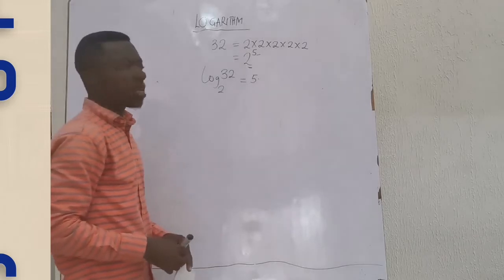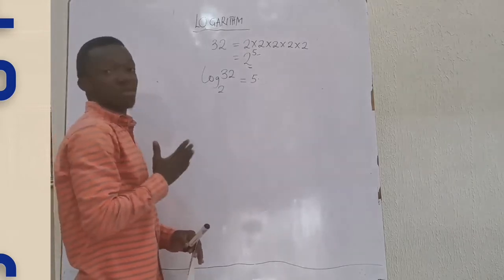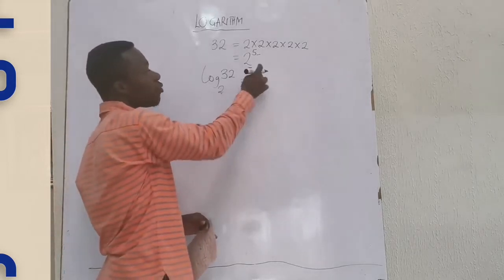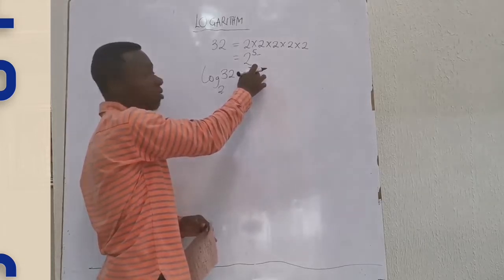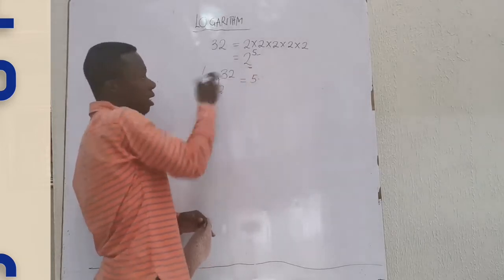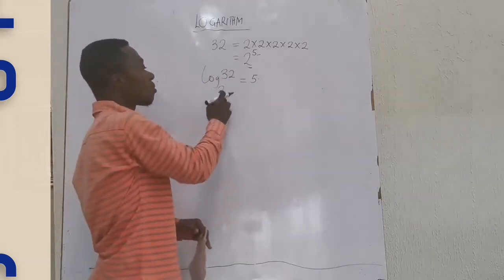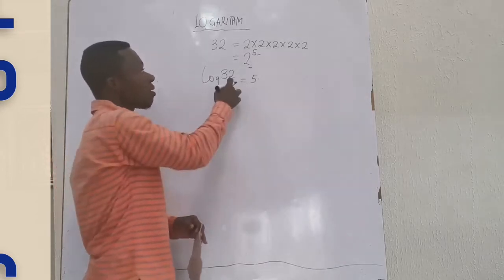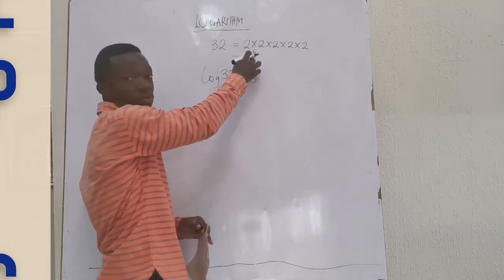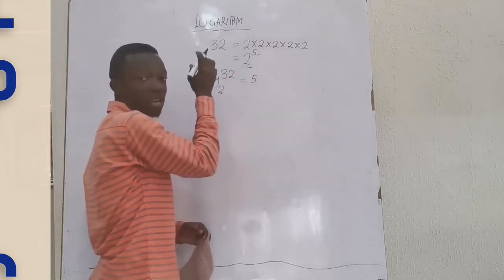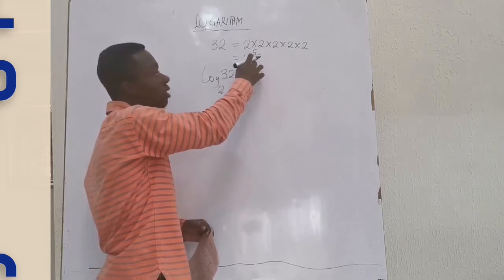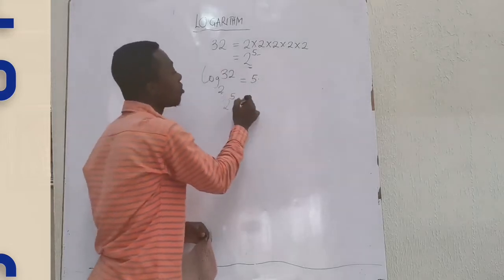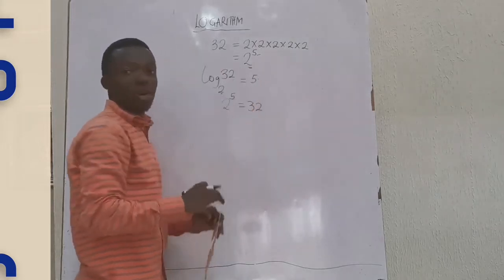Why are we saying that? Because the definition of logarithm is that the logarithm of any number refers to the index or the power to which the base, which is 2, must be raised in order to get the number. So if you like, take a calculator, punch log 32 to the base of 2, you're going to get 5. If I want to write this in index form, 2 to the power of 5, per the definition, the base must be raised by the power, which is the 5. So it becomes 2 to the power of 5, and that's going to give me 32.